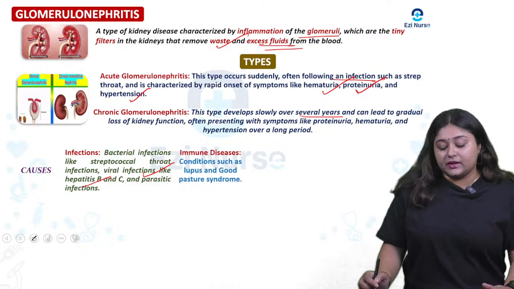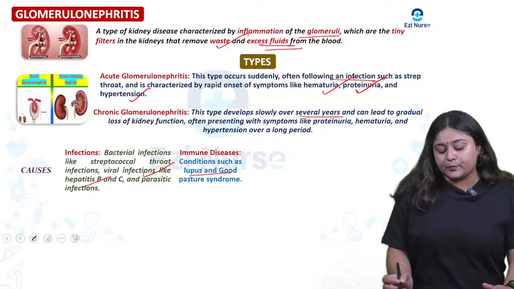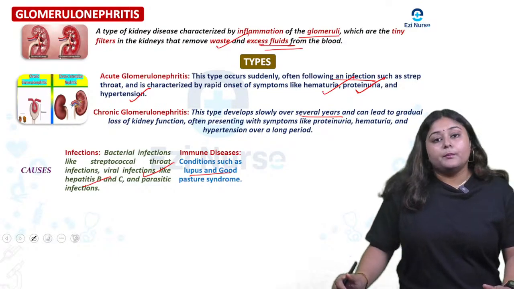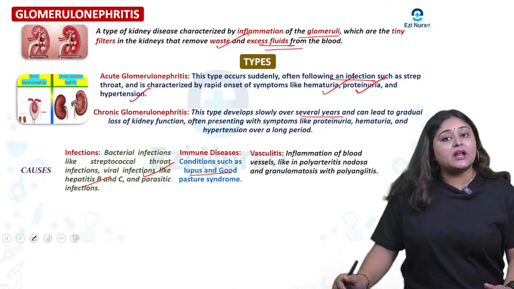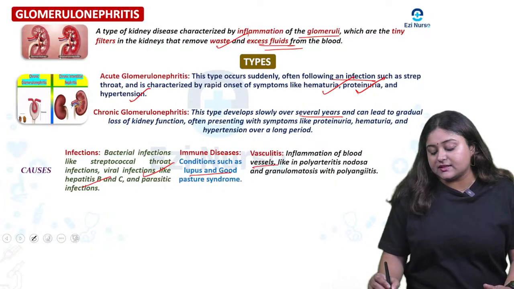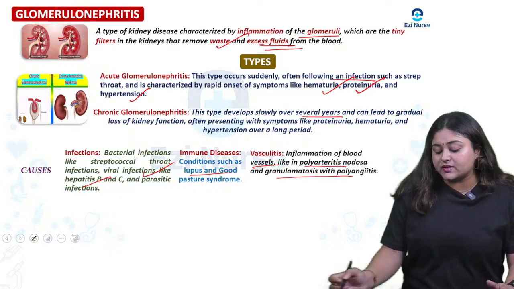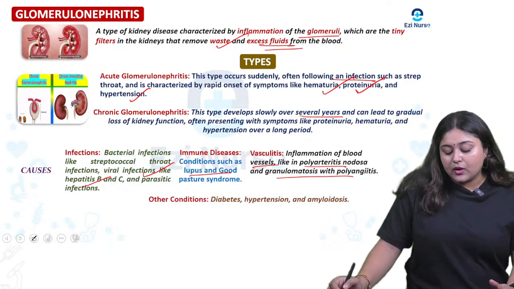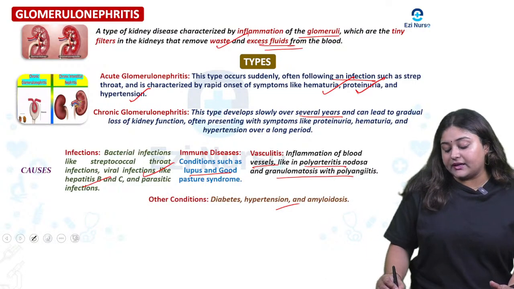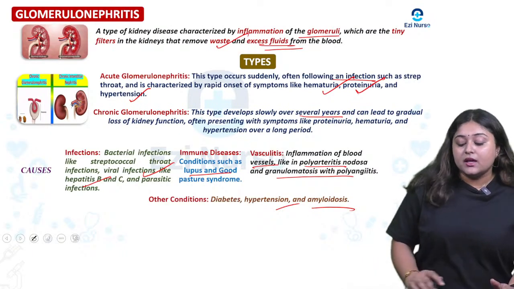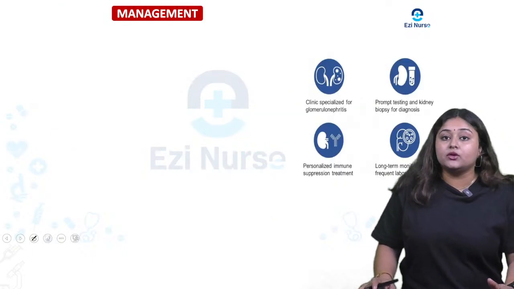Next come to the immune diseases. In this, conditions such as lupus and Goodpasture syndrome. Next is vasculitis, inflammation of the blood vessels, like in polyarteritis nodosa as well as granulomatosis with polyangiitis. Now other conditions like diabetes, hypertension as well as amyloidosis. So these all are the causes of glomerulonephritis.